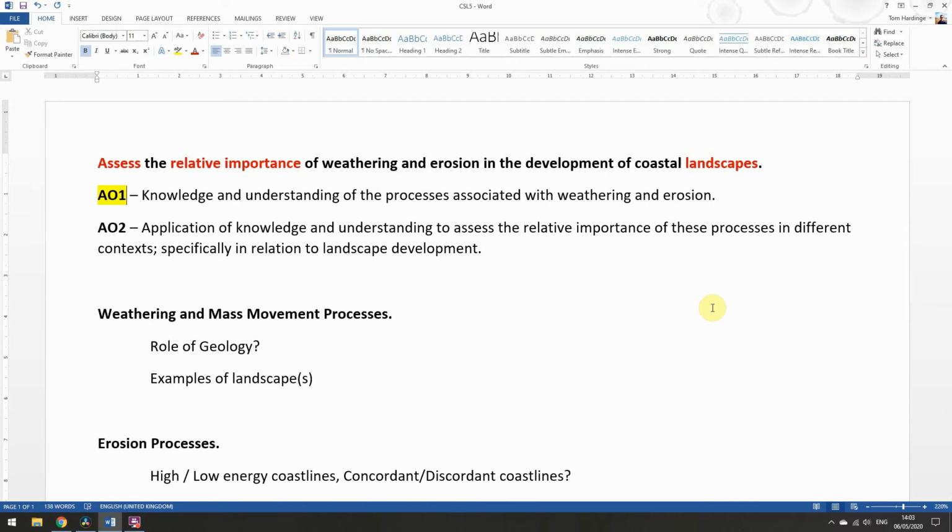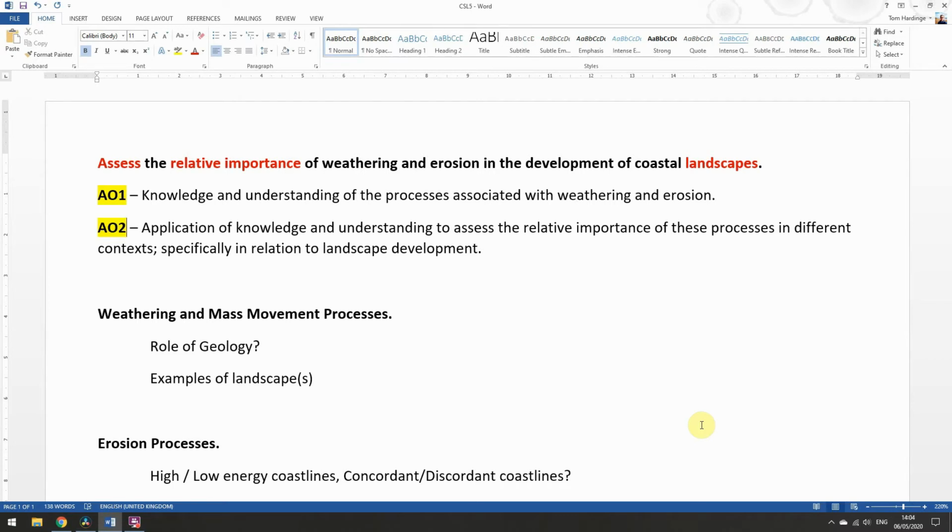The second thing though is you're being marked on your application of that knowledge and understanding. So we don't just want to be giving lengthy explanations and definitions of these processes. That would only score us half marks because we'd only be hitting that first band. The second strand, on this application of knowledge, is where we are putting forward a viewpoint and presenting an argument and we're trying to come to a conclusion at the end.